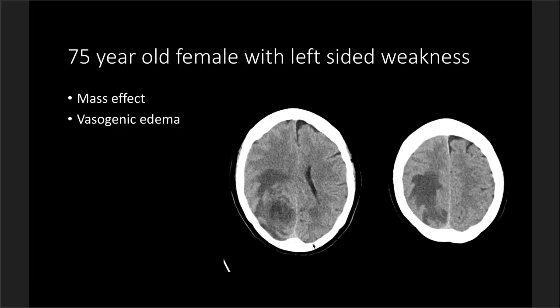Next case, we have a 75-year-old female with left-sided weakness. We have a non-contrast head CT. And here we can see that there's an intraaxial mass. The central portion of the mass is hypoattenuating. The peripheral portion is a little bit hyperattenuating. And then there's surrounding vasogenic edema. So again, that low density in the white matter sparing the cortex, vasogenic edema. So that indicates that we're dealing with a tumor here. You can see the mass effect with effacement of the sulci, mild shift of the interhemispheric fissure as well.